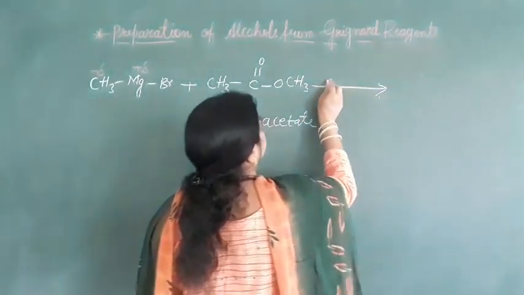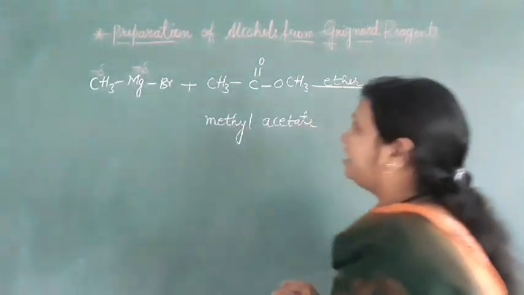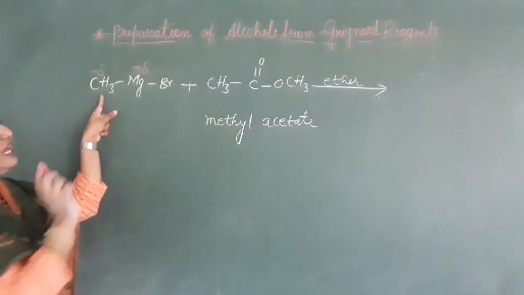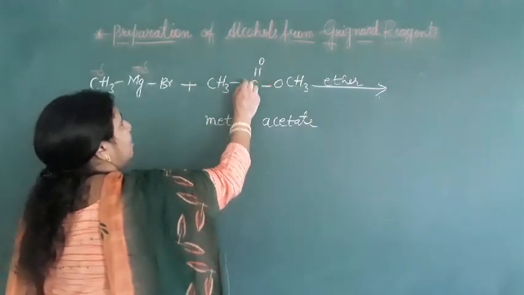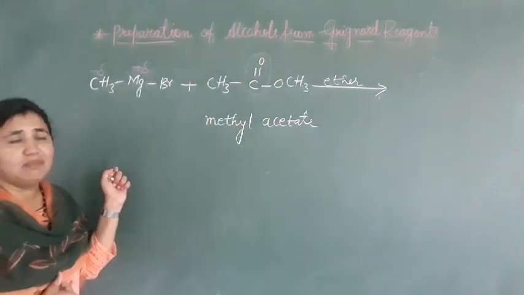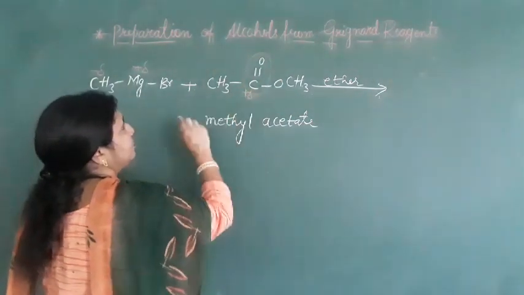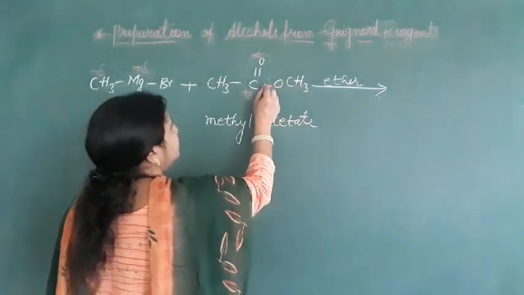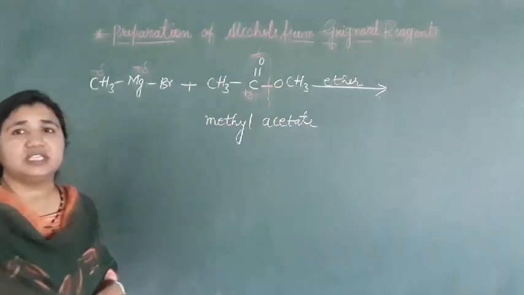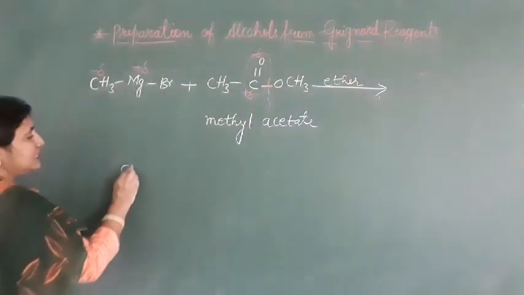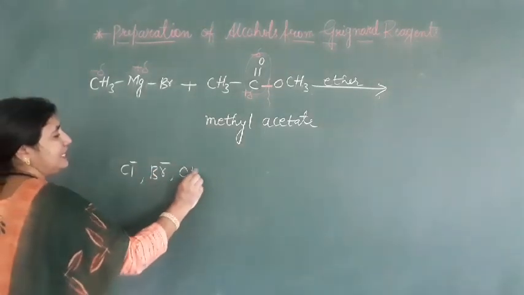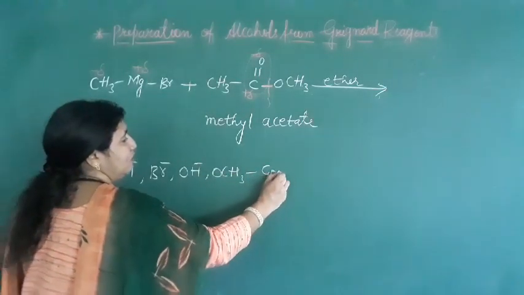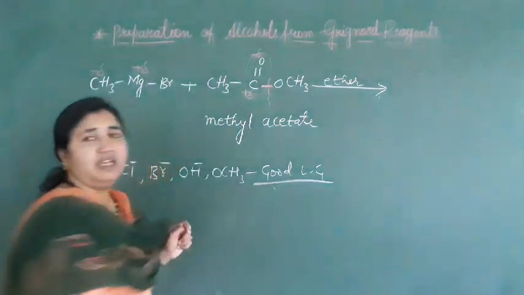This is reacting with a Grignard reagent in the presence of ether. Now this CH3 minus nucleophile will attack this carbon, this C double bond O, a carbonyl carbon. This carbon is partially positive, this oxygen is partially negative. This OCH3 is a leaving group. Remember, Cl minus, Br minus, OH minus, and OCH3 are good leaving groups, LG.